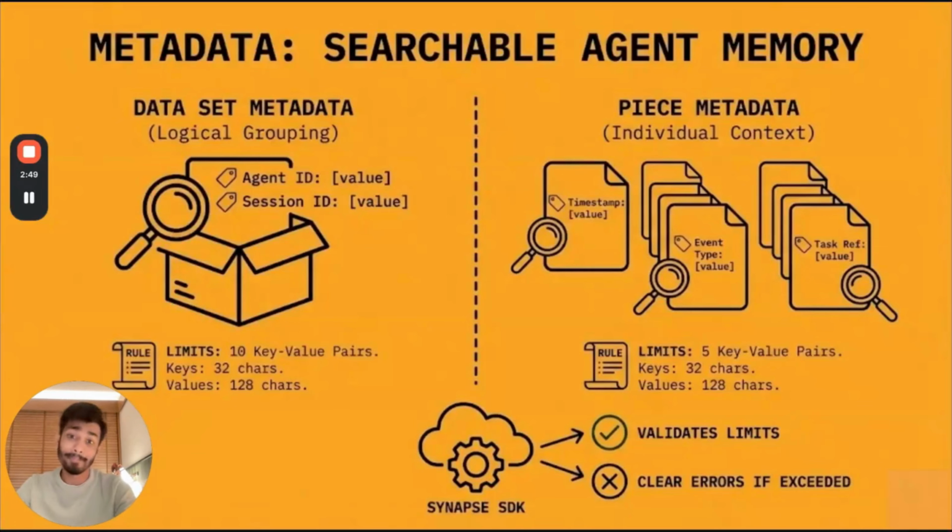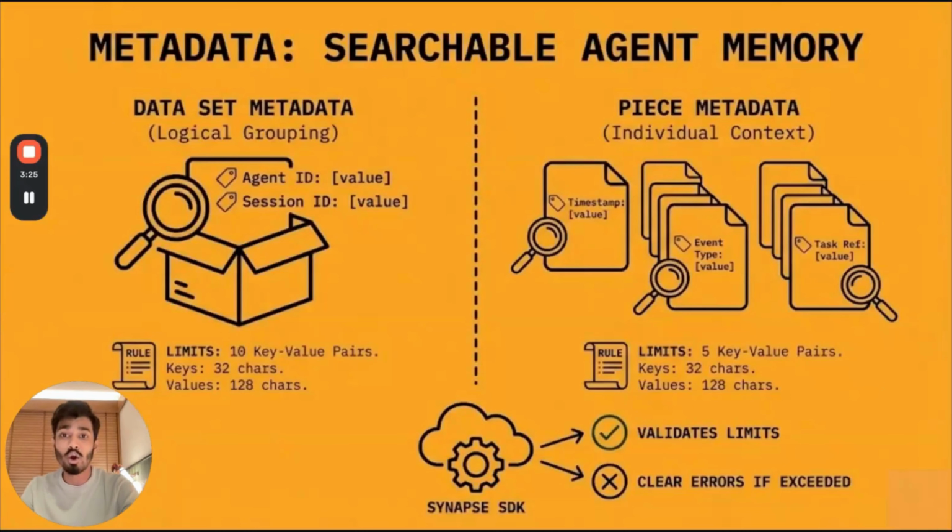The limits enforced by the blockchain contracts are around these: a dataset can get up to 10 key-value pairs, pieces get up to 5, keys can be around 32 characters, and values up to 128. So the SDK checks all of these before submission and gives you clear errors if you exceed any of them. This means you can structure your agent storage so it's actually useful to query.